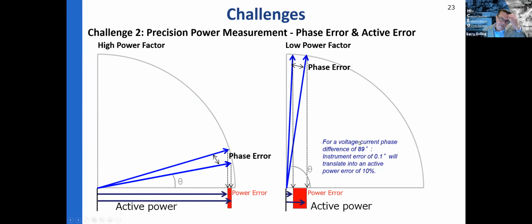What we have discovered is that for a voltage current phase difference of 89 degrees, a small error of only 0.1 degree will likely translate into an active power error of 10%. It plays well down here, 0.1% or 3% hardly matters, but 0.1% up at these higher frequencies and at these great phase angles matters a lot.